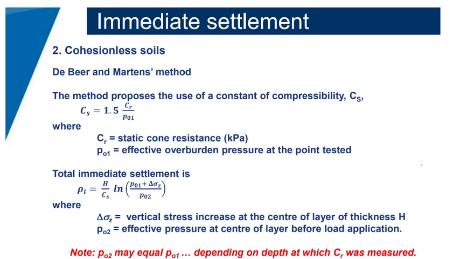So the formulas that you are going to use here: you have CS, the constant of compressibility, is equal to CR, and then the effective overburden pressure at the point tested. Usually this is at the center of the layer. And then you have the immediate settlement, which is H over CS. I've already introduced the CS above. And this is the effective overburden pressure, the vertical stress at the center of the layer, depending on the depth at which CR was measured.